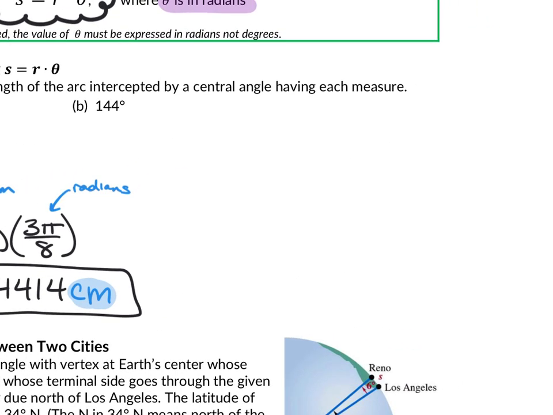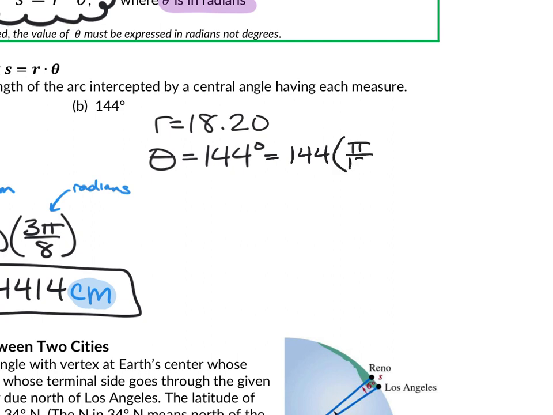Let's do the next one. This time our R is still 18.20, so we haven't changed the radius length in this problem, but theta this time is 144 degrees. Annoyingly, you do need to put this degree symbol right here, because if you just put 144, you've told me 144 radians. This indicates that we're using degrees. But I did tell you that this formula can't be used unless you're using radians. So we're going to have to translate this into radians, which, based on what you did on your quiz today, hopefully you said that the conversion would be multiplying by pi over 180.